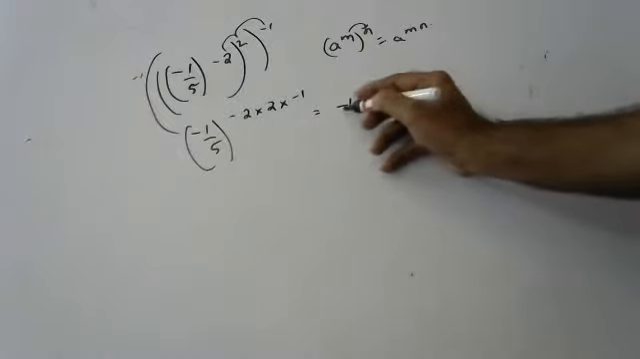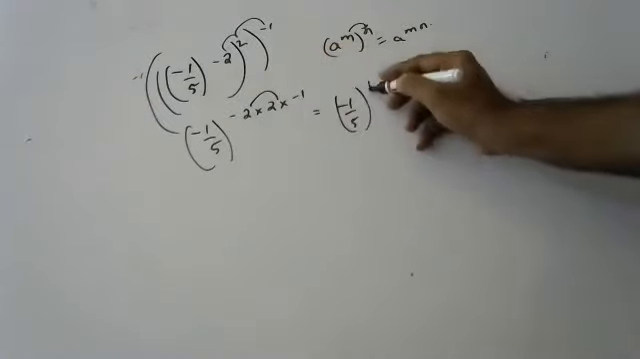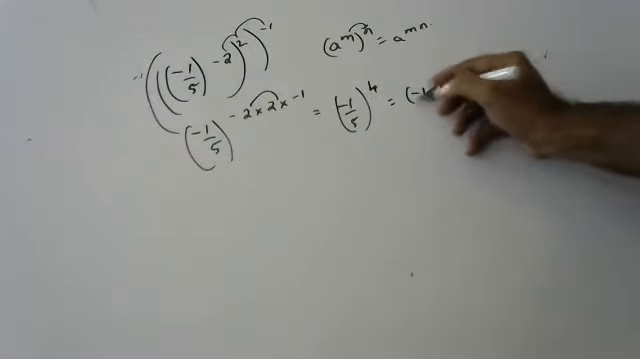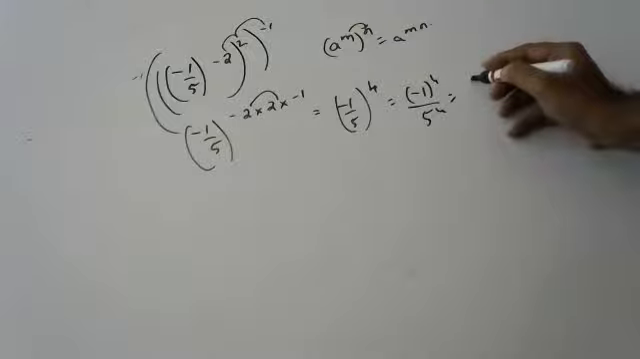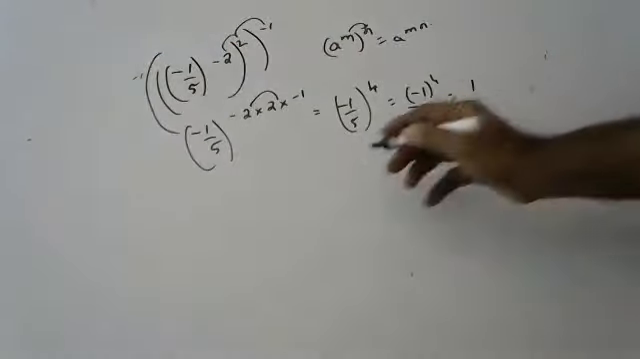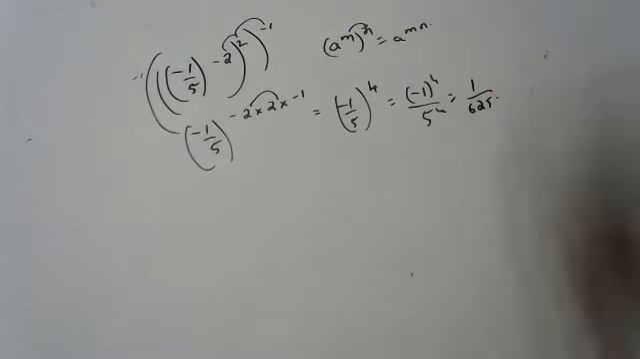How much is that, children? Minus 2 into 2 into minus 1 is plus 4. So minus 1 to the power of 4 by 5 to the power of 4. Minus 1 to the power of 4 is 1, children, because minus 4 times is plus, and 5 to the power of 4 is 625. 1 by 625 is the answer.